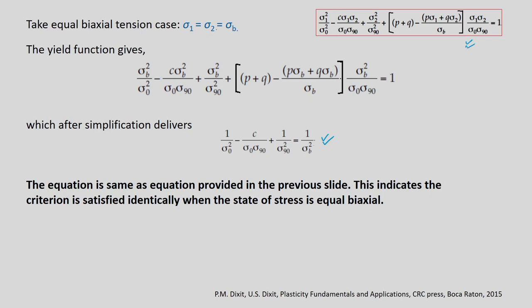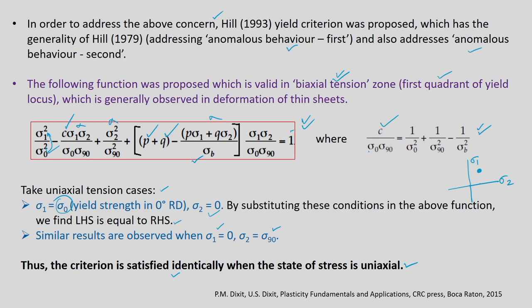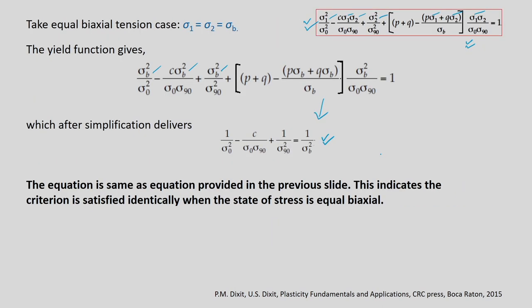So you put sigma 1 equal to sigma 2 equal to sigma b in this equation. I think you can do the small exercise. Sigma 1 is replaced by sigma b, so sigma b square will come. If you simplify this, you should get this particular equation, which was also shown before here for C. This has been satisfied. So the equation is the same as the equation provided in the previous slide. This indicates that the criterion is satisfied identically in the balanced biaxial or equibiaxial mode also. Now, what are P and Q?